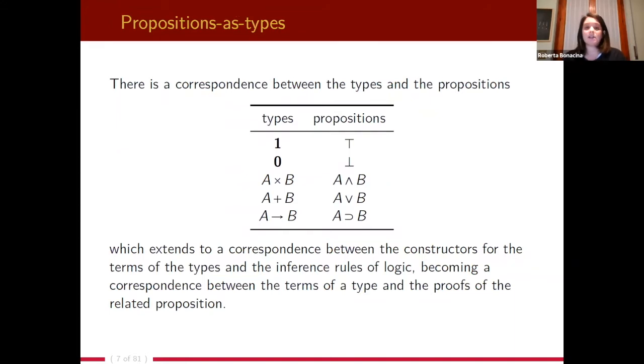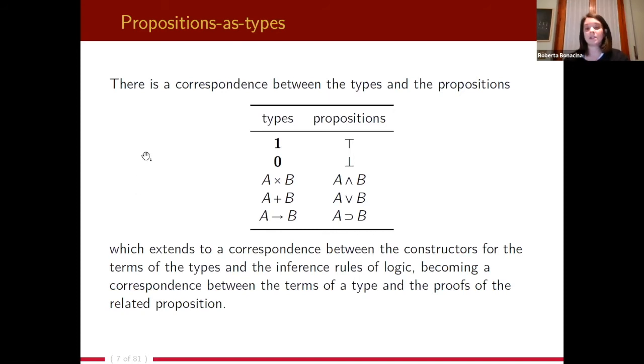Those types originate the propositions-as-types correspondence, as I said. And we have that the type 1 is mapped to the truth, the type 0 is the falsity, the product type is conjunction, the sum type is disjunction, and the arrow type is implication.